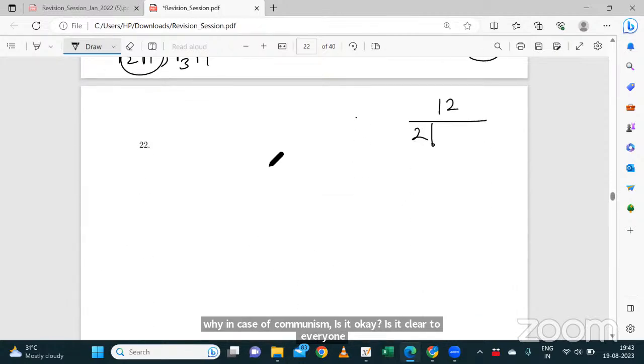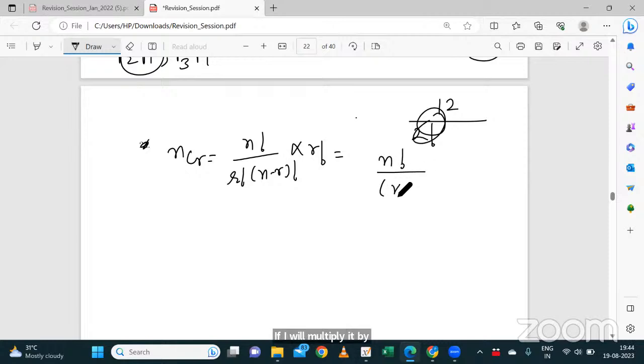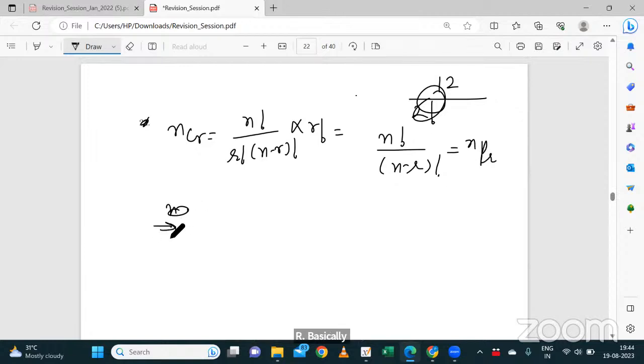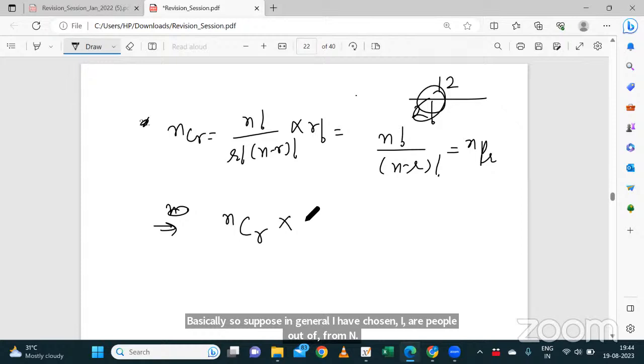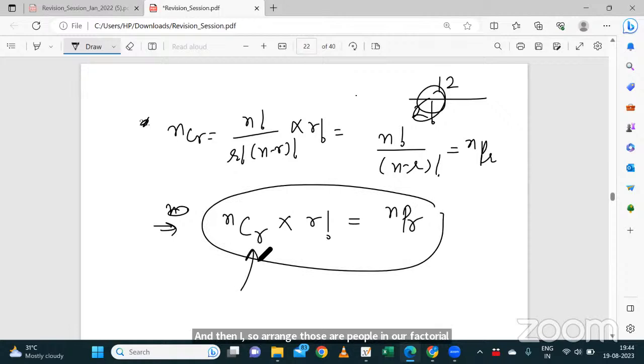So I have nCr as n factorial over r factorial into (n minus r) factorial. If I multiply it by r factorial, then what do you get? I get n factorial divided by (n minus r) factorial, which is nPr basically. So in general, I have selected r people out of n, and then I have arranged those r people in r factorial ways. This is nothing but nPr. First I have selected r people, then I have arranged those r people, which is the same as nPr. What is the meaning of arrangement? You are giving some order. Is this clear?